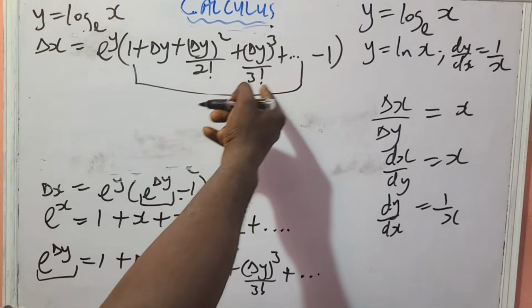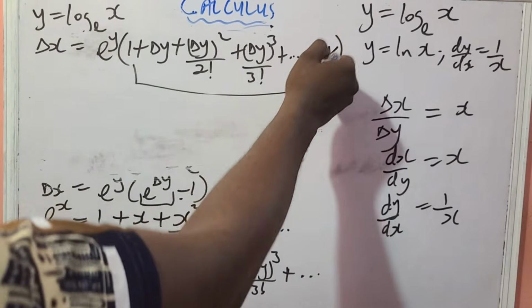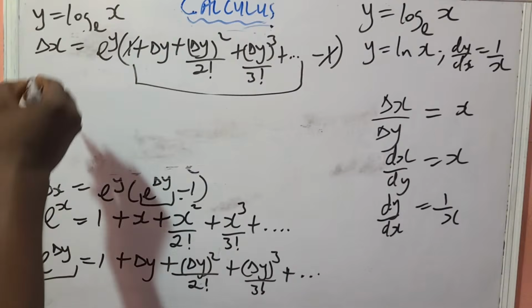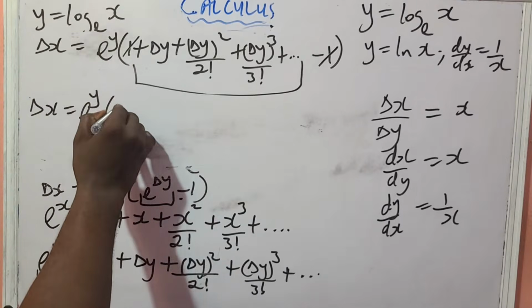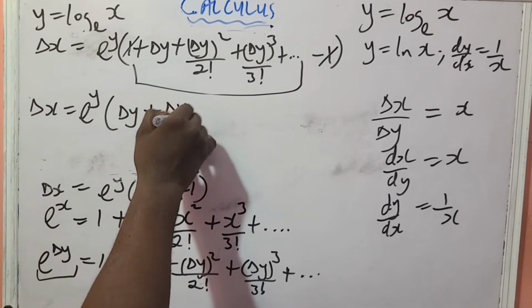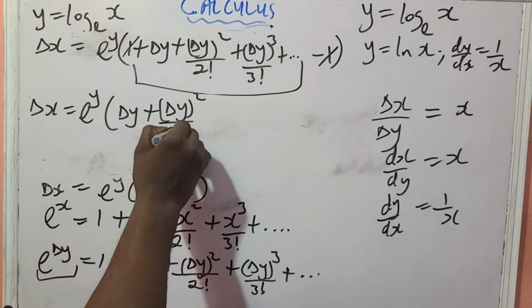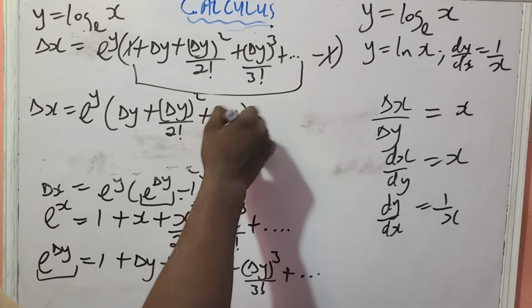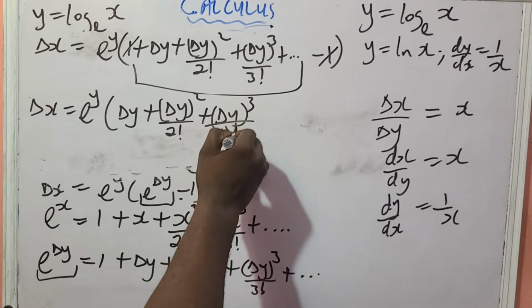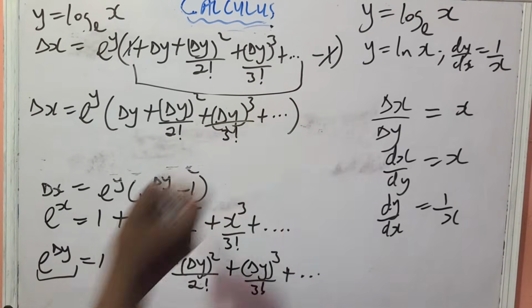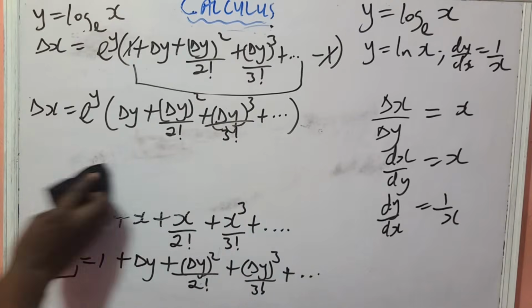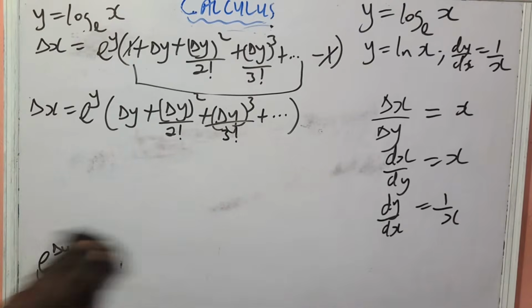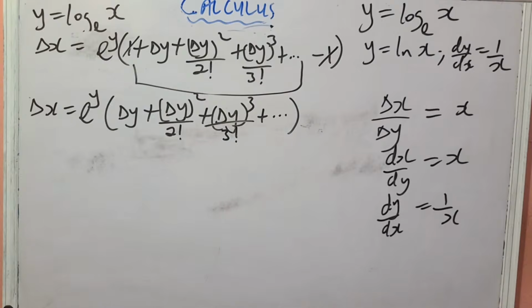And if you look at what is going to happen, there's a 1 here, there's a minus 1 here. This 1 will cancel this minus 1. So you'll be left with change in x equal to e raised to power y, times change in y plus change in y square over 2 factorial plus change in y cube over 3 factorial plus on and on. So this is how you apply Taylor's series while solving questions like this. I just needed you to be able to move like this also. I don't want you to get cornered when you have a question that requires you to use this.